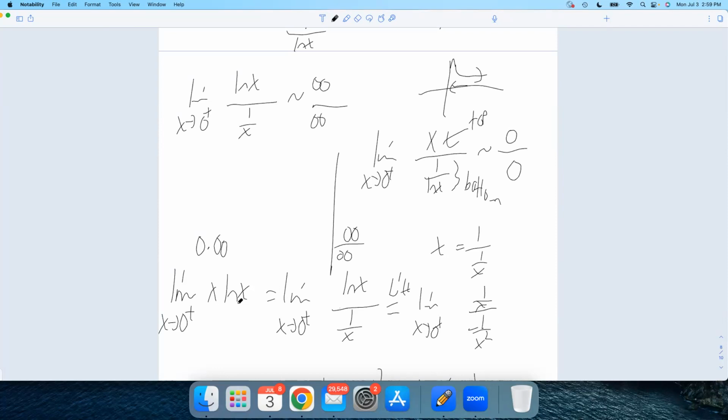Anytime you've got a log in there and you're doing one that looks like this, if you've got a log, put the log on the top. Put the other guy as a fraction, 1 over that.